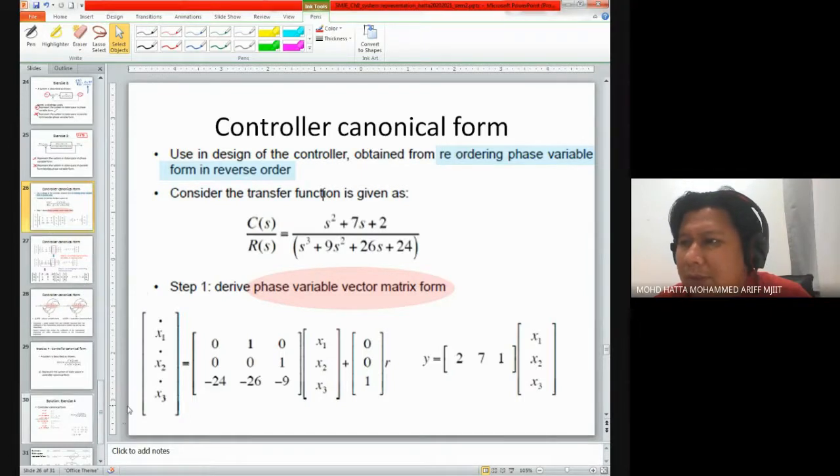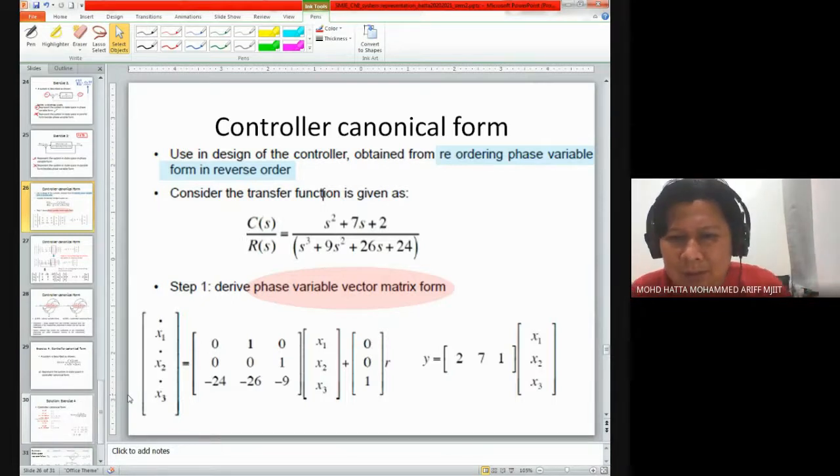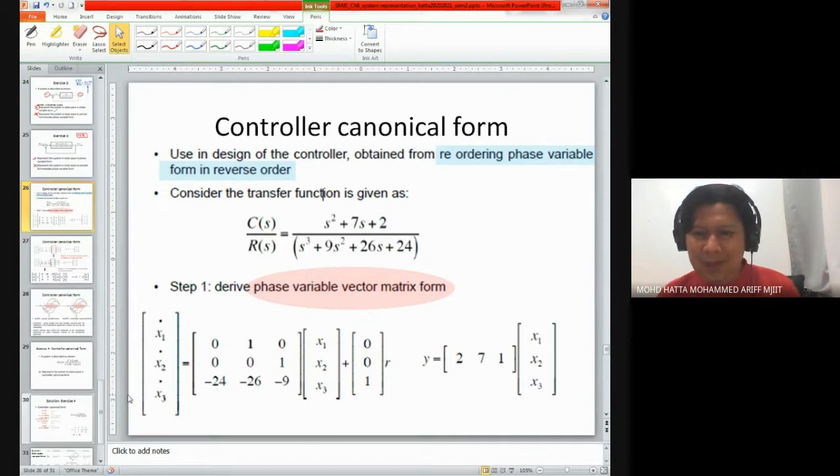It's not that difficult, but you need to do it slowly. One by one, follow the procedure that I showed earlier. It's not that difficult. Just like playing a puzzle, filling out the blank space, something like that. All right. Okay, we move to our last bit of this topic, which is the controller canonical form.